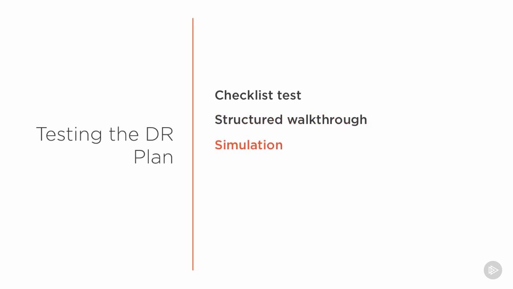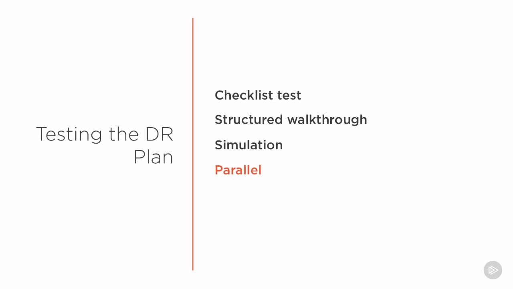We can do a simulation. For example, a common simulation is to pull the fire alarm and see that everybody evacuates the building properly. A simulation is where we actually try to run, for example, a realistic test to make sure that people know their role and responses.